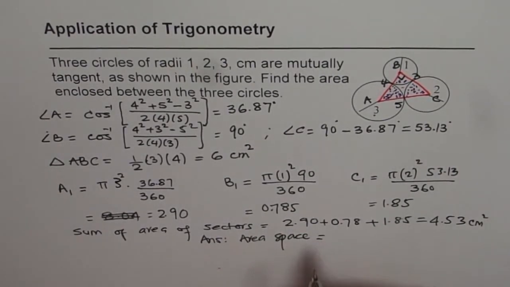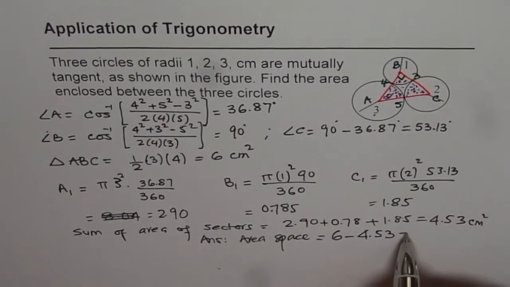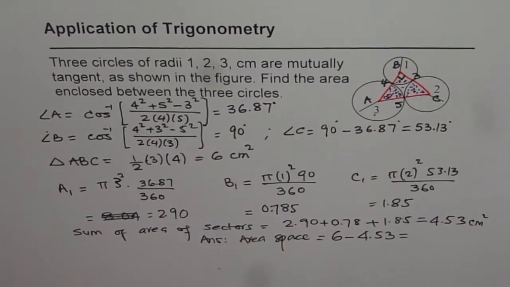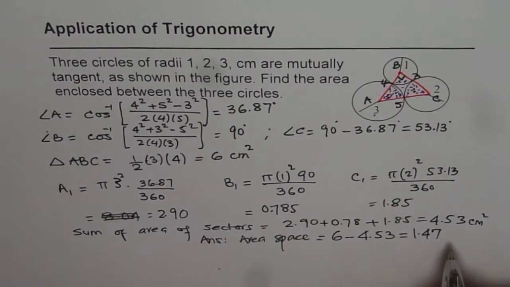Enclosed space. That is equal to the difference of the two areas. That means 6 minus 4.53. So we get 6 minus 4.53, and that is equal to 1.47. So it is 1.47 centimeters square. So that is how we can actually calculate area of the enclosed space.